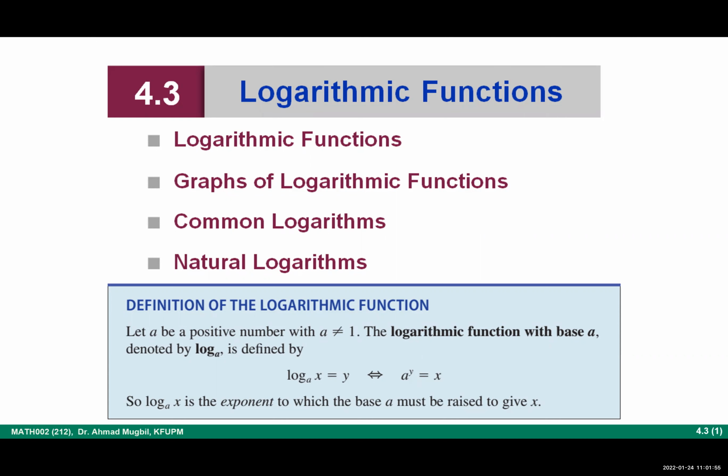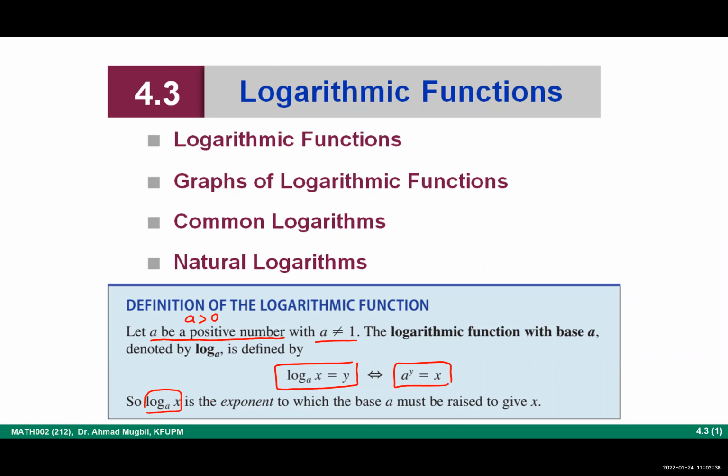I believe that you still remember from the previous class that we defined the logarithmic functions as the inverse of the exponential function. If someone asks you, what are the logarithmic functions? They are the inverse of the exponential function. So if you have a to the power y equals x, this is equivalent to saying that the logarithm base a of x equals y. Again, we still have here a is greater than 0 and a is not 1, the same base that we mentioned in the exponential function.